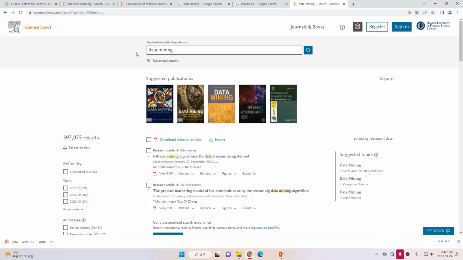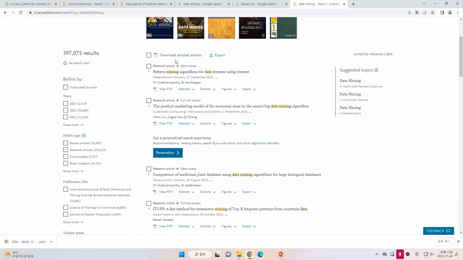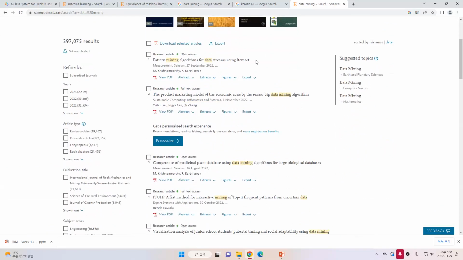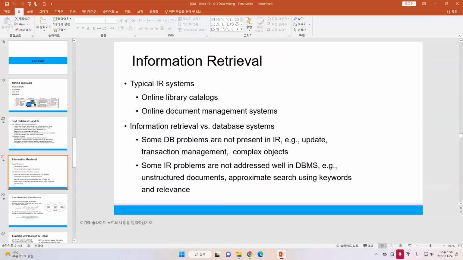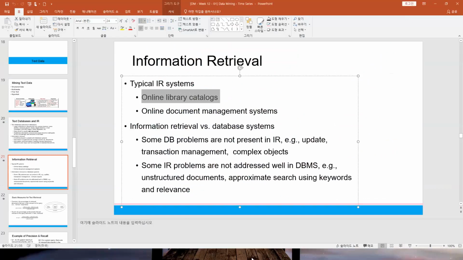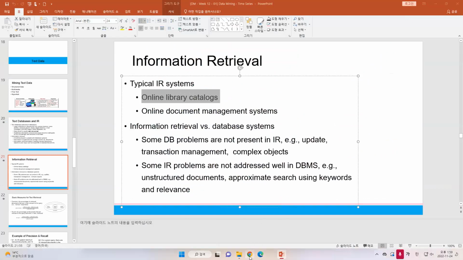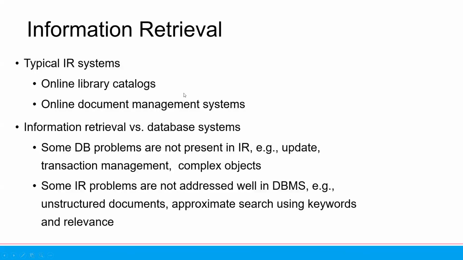So when you type data mining, those are the documents. We have the documents, we have the documents, we have the document, and so on. So we call this information retrieval. In a typical IR system, we have the online library catalogs. So we call this a kind of catalog. And this is also a kind of online document management system.